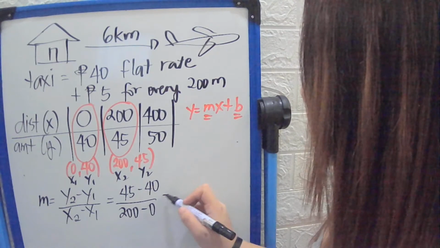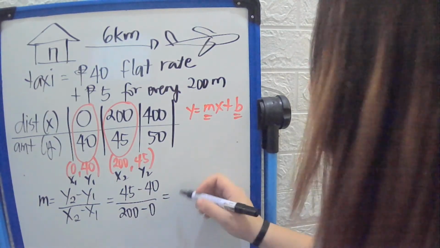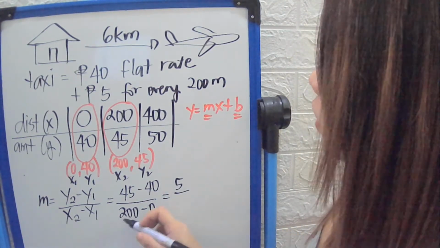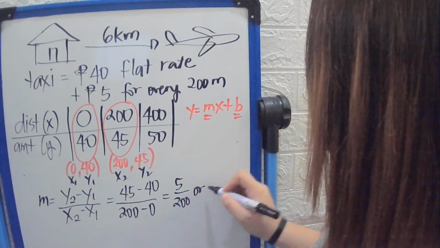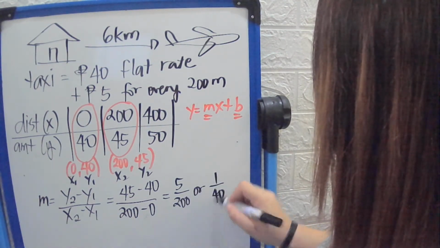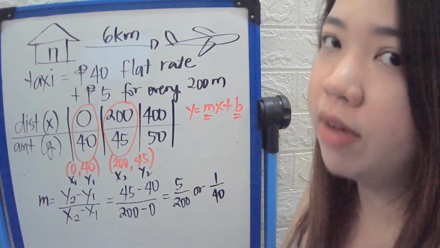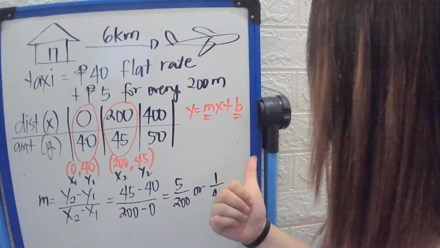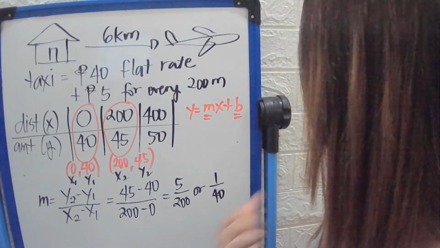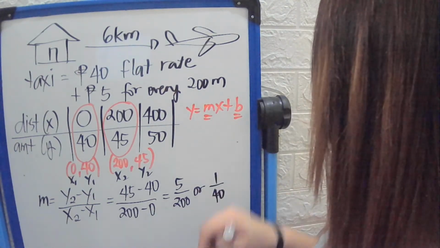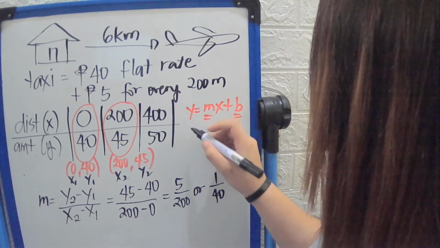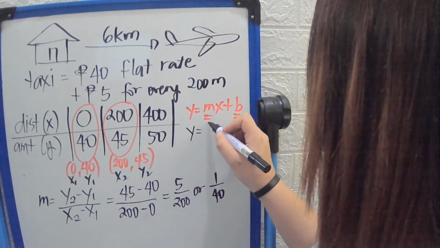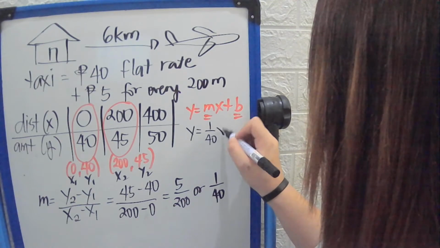45 minus 40 is 5. And then, 200 minus 0 is 200. Lowest term po niya, 1 over 40. Kasi divisible sila both by 5. So, 5 divided by 5, that will be 1. 200 divided by 5, that will be 40. So, our slope is 1 over 40. So, yun yung pwede natin ipalit doon sa m. So, meron na tayong y is equal to 1 over 40x.